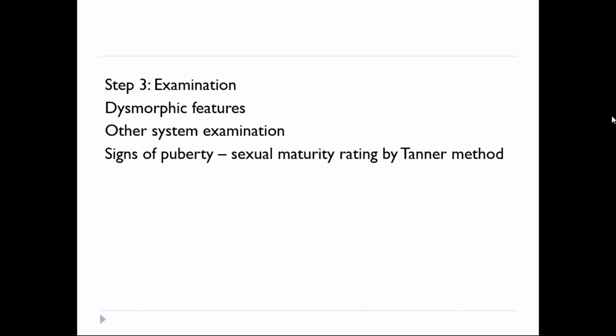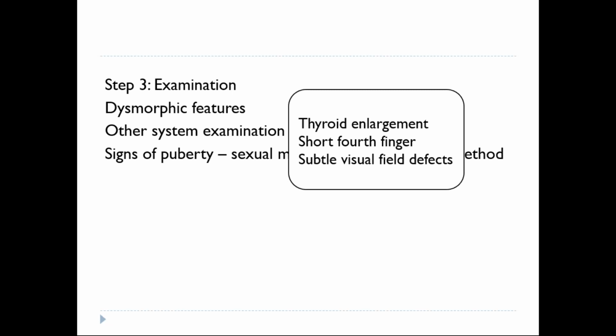So I will not go into the details of SMR because that is a whole other thing, but it is done by Tanner staging. There are 4 stages of SMR. It's different for boys and girls. It is based on various concepts like hair development, breast development, and the development of various secondary sexual characters. So go through it from your books, right? So Tanner's staging you must know. Okay. This is SMR or sexual maturity rating by Tanner's.